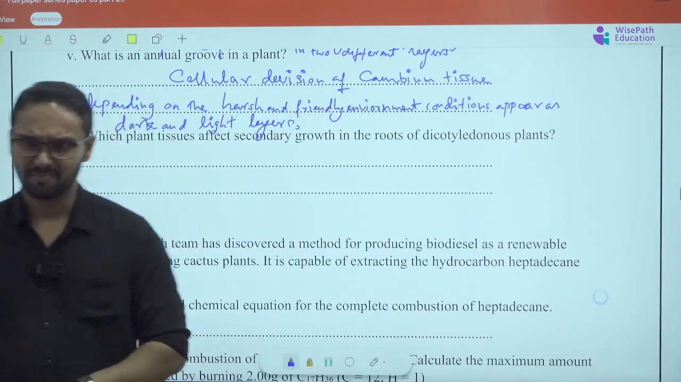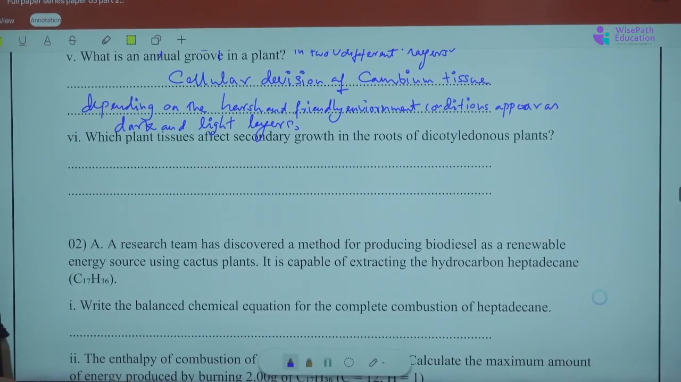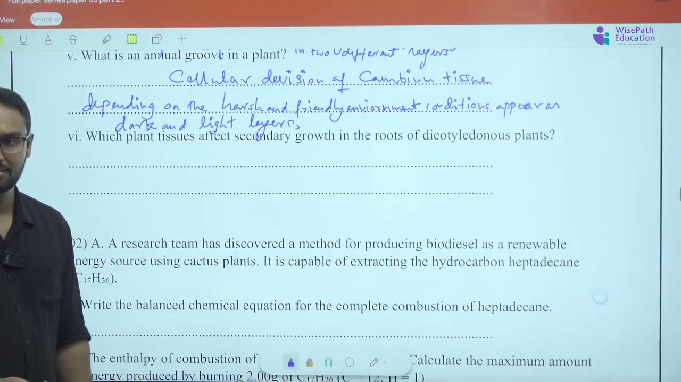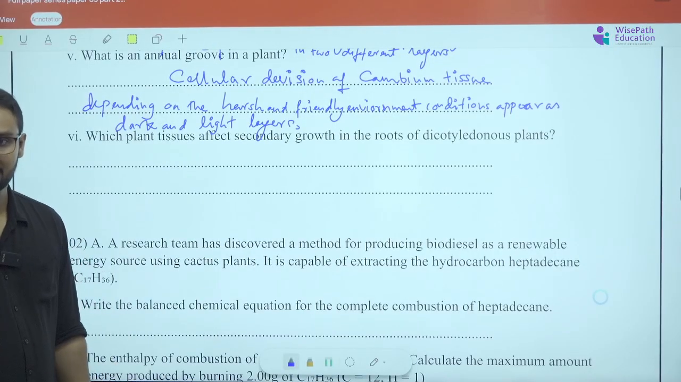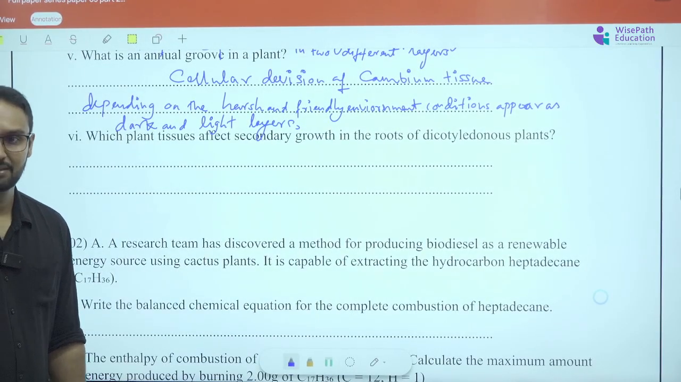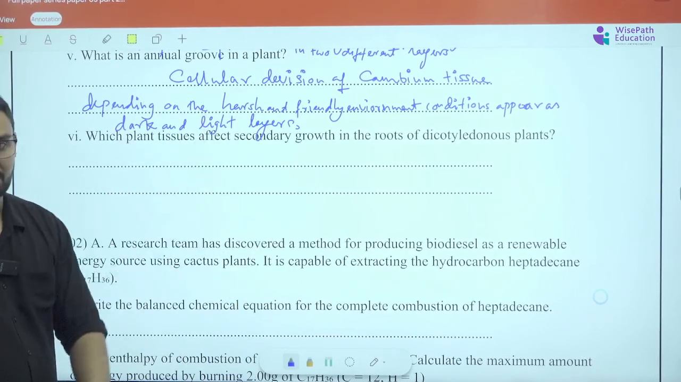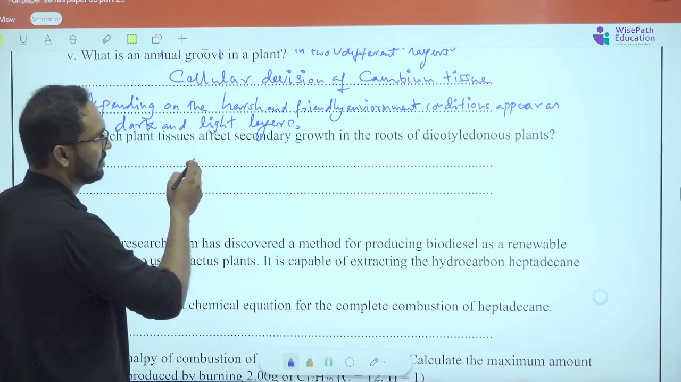But it's a cambium, isn't it? Which plant tissue affects the secondary growth in the roots in dicotyledonous plants? ඒ හැදෙන්නේ xylem and phloem. Responsible වෙන්නේ කවුද? Cambium, isn't it? හැදෙන්නේ xylem phloem තමයි. Responsible in which plant tissue affects the secondary growth? Affects, not produce. Okay? It's the cambium.